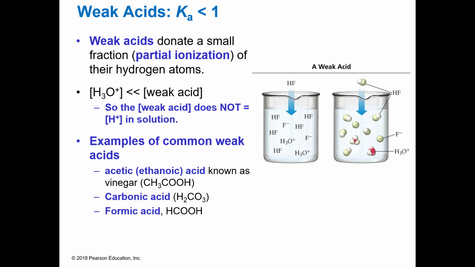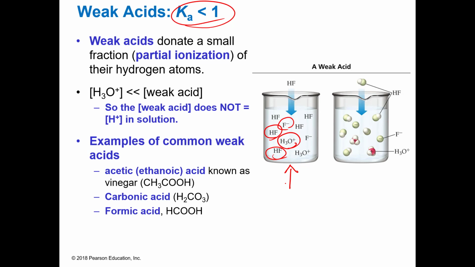Weak acids are going to have a Ka that's less than 1, so times 10 to the minus something. They only donate a fraction, so they're partially ionized, and they still have some of their HF left. Even though they ionize a little bit into H3O plus and F minus, they're still going to have quite a bit of HF left in there. That's one of our weak acids.